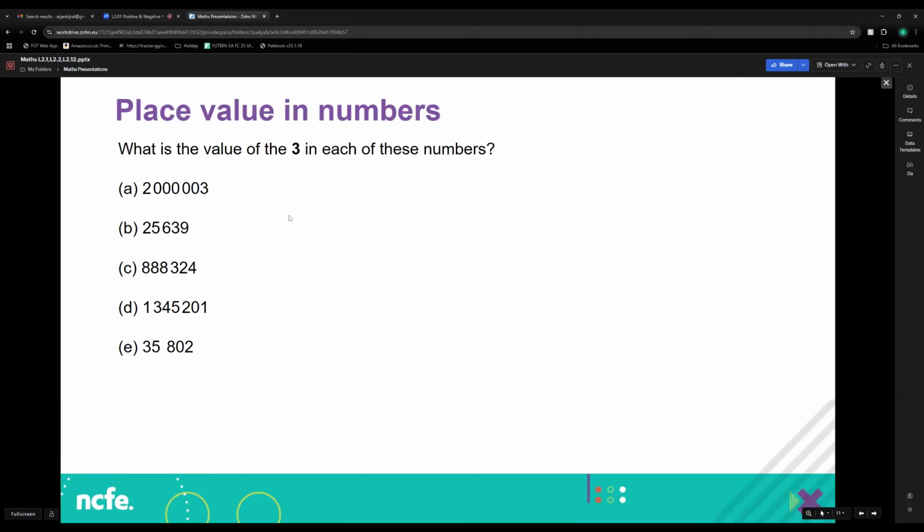Let's just do this quickly, Asad. If you can tell me what the three is. I'll give you an example. So for B, the three is 30. Three is 30 here. What would the three be in C? It's 300. Did you say 300? Yeah, absolutely. In D?